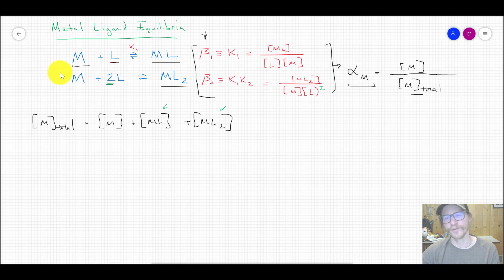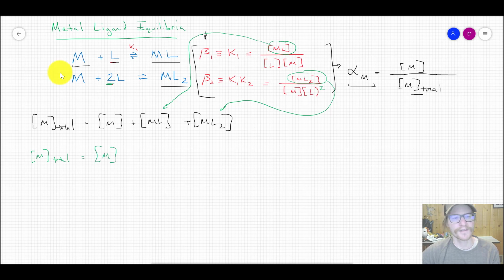And if you do that, what you get is beta 1 M times L. Okay, that's easy. So what we're going to do is take and solve for this, and then we will substitute it there. And then similarly for the beta 2 expression, we'll take and solve for this, and then substitute it there. And so what we'll end up with is an M total that is in terms of things that we know. So the M doesn't go away because we didn't substitute that out.